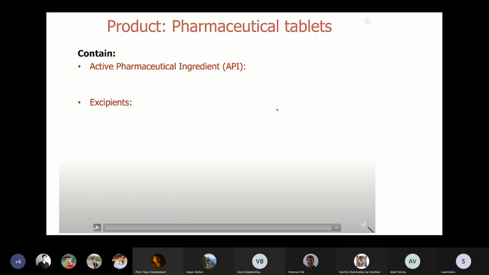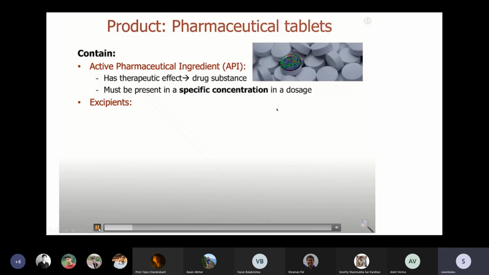This active pharmaceutical ingredient has the therapeutic effect. Basically, it is the drug substance that treats that specific disease condition. It must be present in a specific concentration in a dose. But often that specific concentration will be very, very low, a few milligrams.